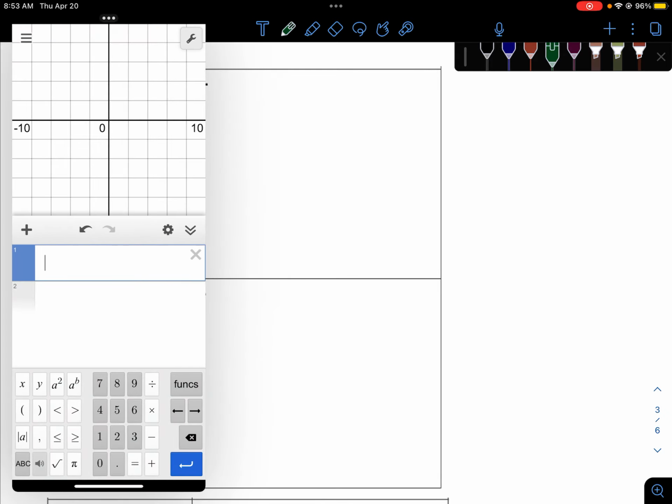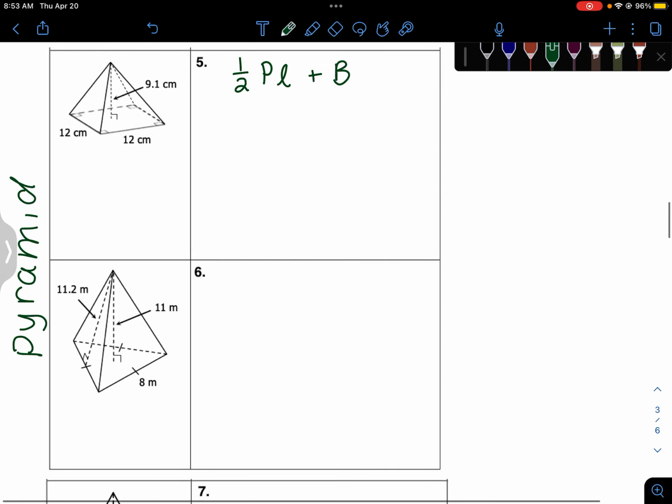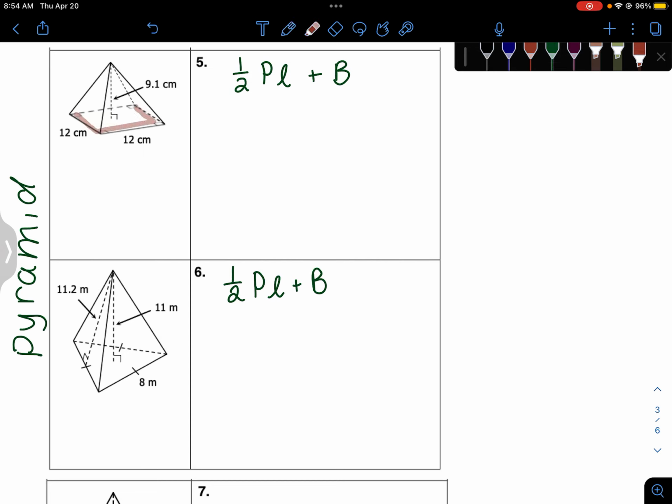To find the surface area of a pyramid, our formula is 1/2 perimeter of the base times slant height plus area of the base. And that is true for all pyramids. 1/2 perimeter of the base times slant height plus area of the base. So in our first pyramid, our base is a square.